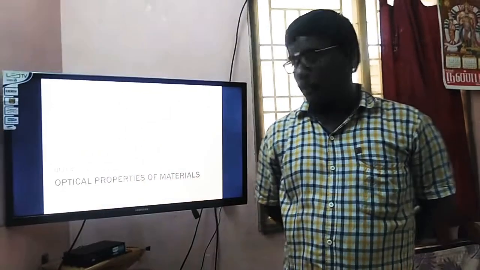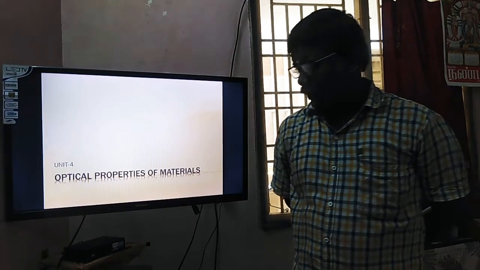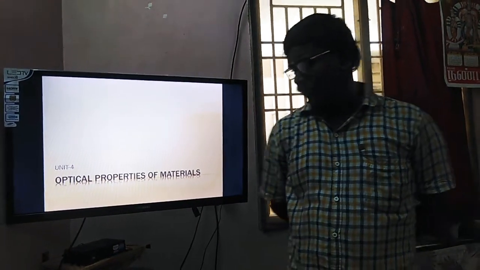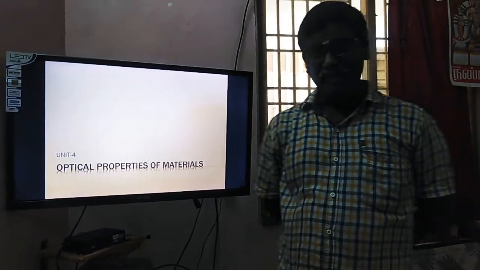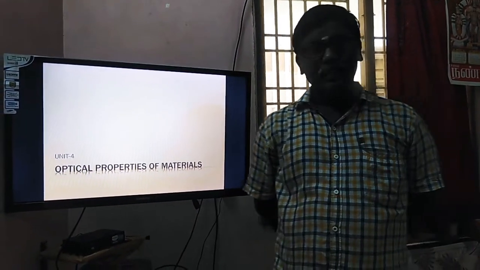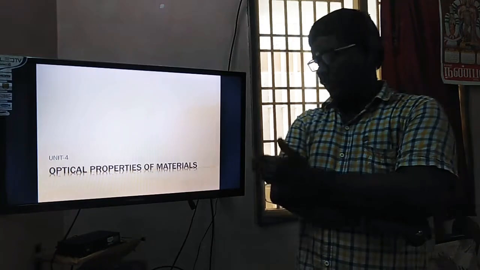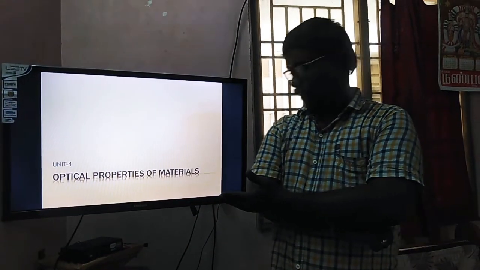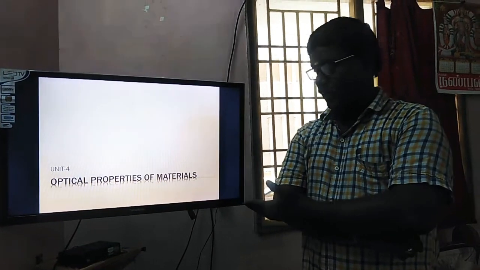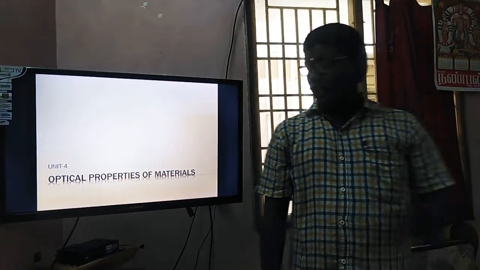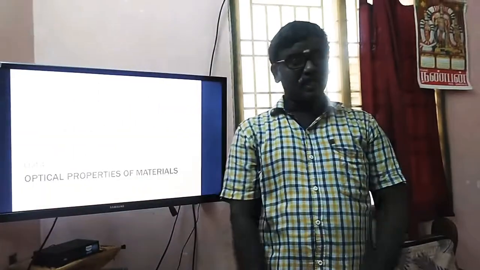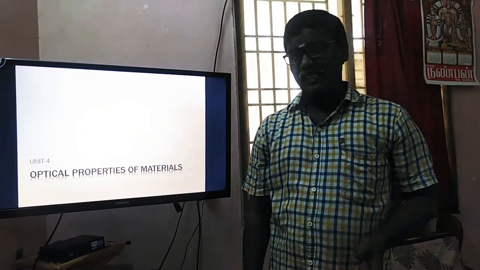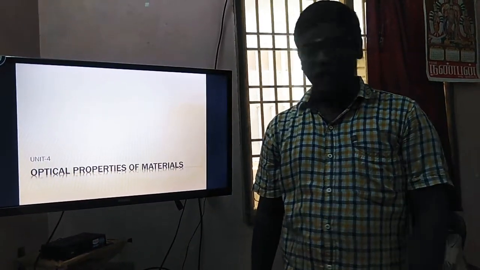Good afternoon, students. Today we discuss Unit 4, Optical Properties of Materials. Already 50% of the syllabus in this topic has been covered in the classroom. The remaining 50% will be covered by the video classes. We already know that optical materials are materials that respond to light. Such materials are called optical materials.